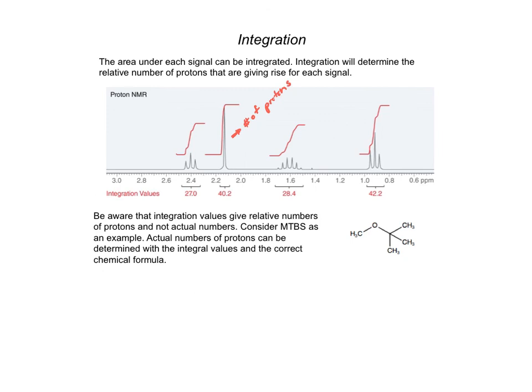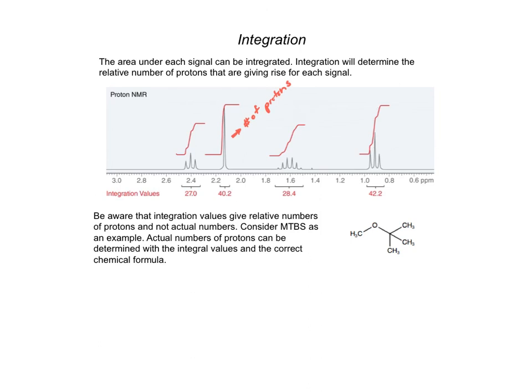It's not giving us the actual number, because that would be a gigantic amount, but it's giving us the relative number of protons that are giving rise to each peak, right? So sometimes this can be nice and easy. Sometimes it'll actually be written for you on the spectrum where it says, oh, this integrates to 1, this integrates to 3, to 4, to 2, etc. Sometimes it's not like that, though.